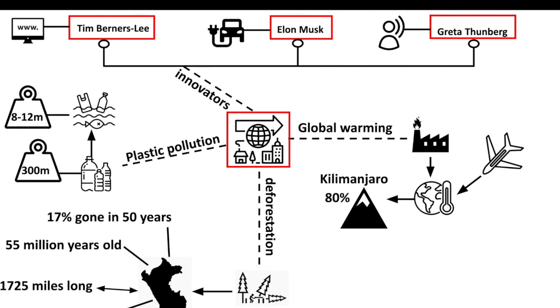What is deforestation and how is it impacting the Amazon rainforest? Is it significant that 17% of the Amazon has gone in the last 50 years? And finally, what is it about plastic pollution that's so harmful to our planet?